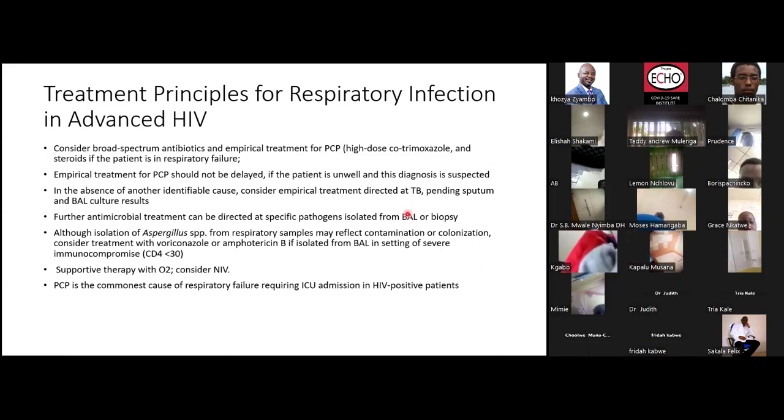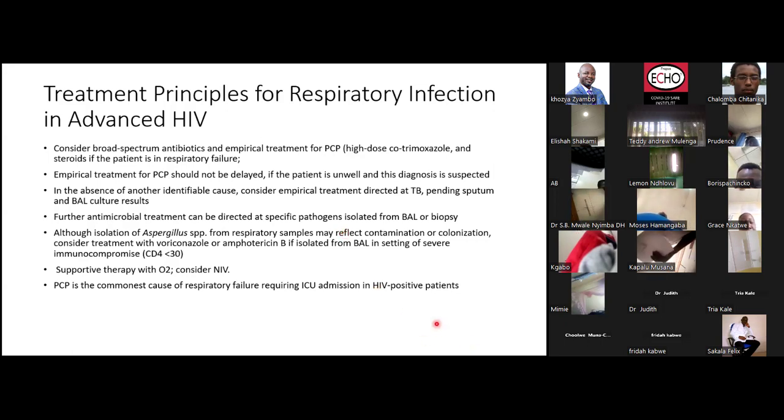If there's no other cause, then you might want to look at TB. And again, I will post some evidence on this just after this slide to look at what we have prevailing in Zambia and across the world. And then you can also consider further antimicrobial treatment based on your pathogens. But the big three are broad spectrum antibiotics to cover for both typical and atypical pneumonias, covering for PCP, and of course covering for TB if you think there's evidence.